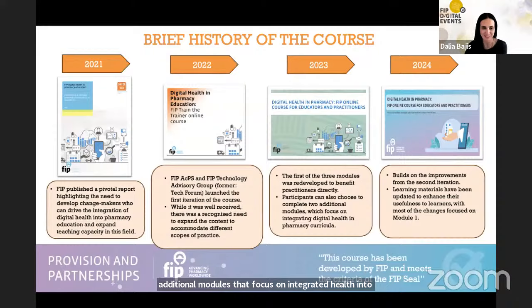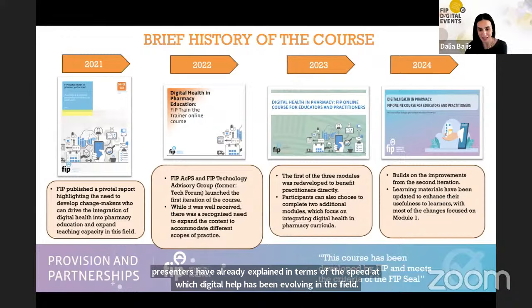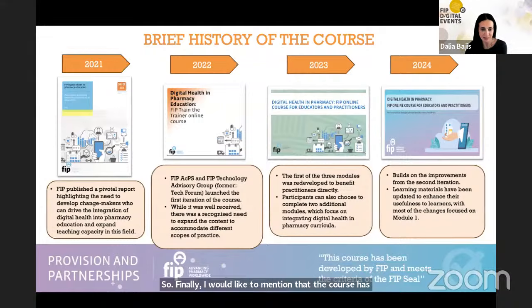Now this year, in 2024, we've built on these improvements. Learning materials have been updated once again, with a particular focus on enhancing the usefulness of Module 1. These updates reflect our commitment at FIP and our colleagues alongside us to continually refine the course to meet the evolving needs of educators and practitioners in digital health. And this reflects what the previous presenters have already explained in terms of the speed at which digital health has been evolving in the field. So finally, I would like to mention that the course has been developed by FIP and meets the criteria of the FIP seal for quality.